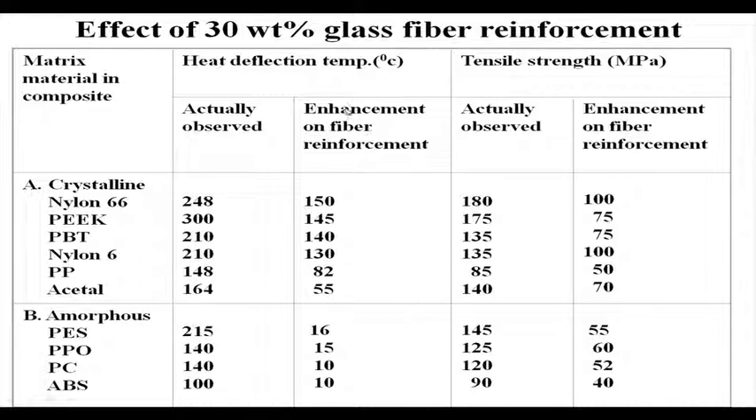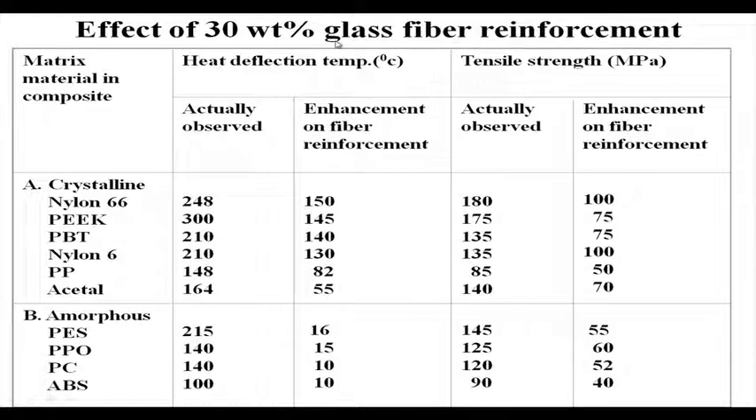Now, after incorporation of 38% glass fiber in those matrix resins, it has been found there is an enhancement of heat deflection temperature by 150 degrees Celsius if nylon 66 was the matrix. In case of PEEK, it was a 145 degree enhancement, whereas in case of polypropylene, it is quite low. For acetal, it is also quite low.